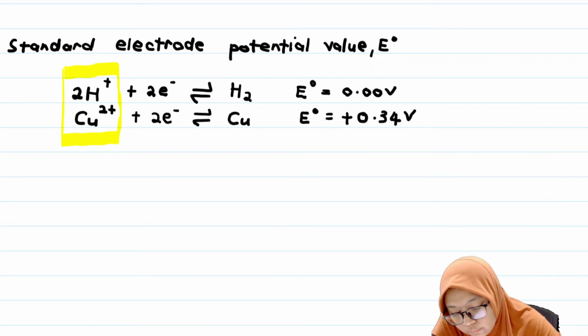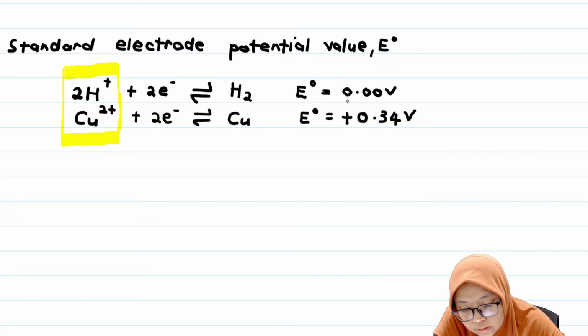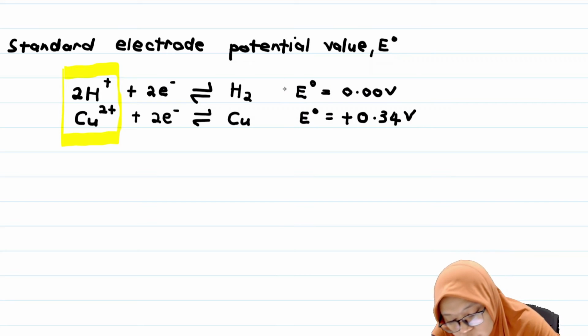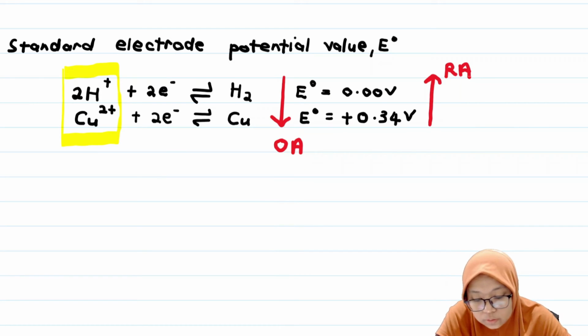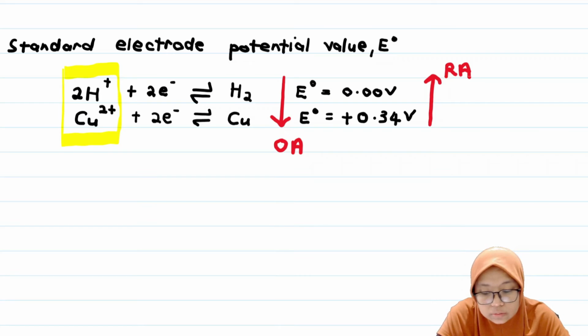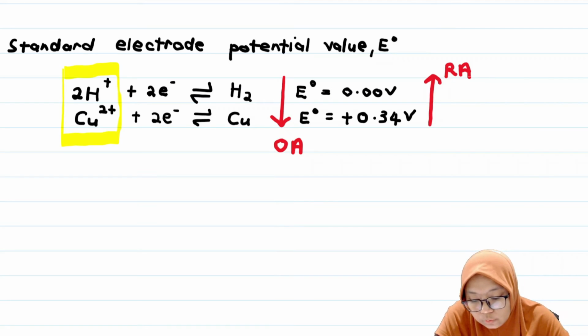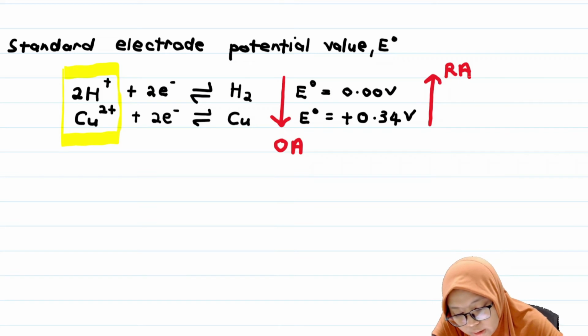According to the E value, the positive value will be lower than the 0.00 volt value for the hydrogen. So going down the series, we have a stronger oxidizing agent, and going up the series, we have a stronger reducing agent. Now we are looking at the ion, okay, not metal. Tadi kita tengok metal. Now we are looking at the ion. For copper 2 plus ion and hydrogen ion, we want a stronger oxidizing agent to accept electron. Why? Because oxidizing agent will undergo reduction.